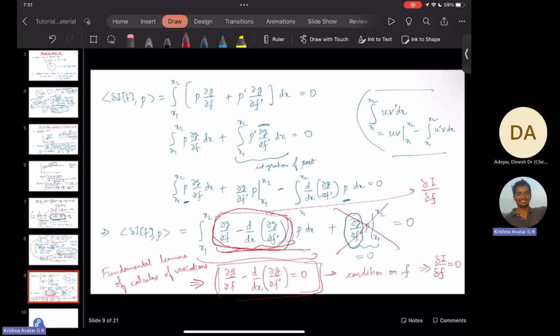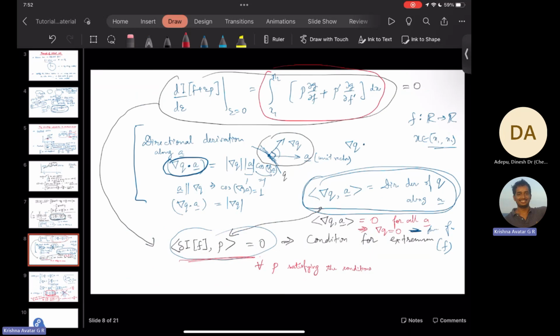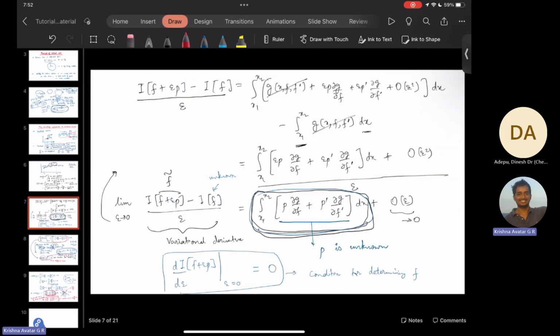However, this is not used per se. We only use it to get all the extremum points. But in that sense, we call this entire expression the variational derivative. Wherever you find this, it is known as the variational derivative. However, variational derivative always involves direction. So we always have to specify the variational derivative of I at f along this particular direction p.